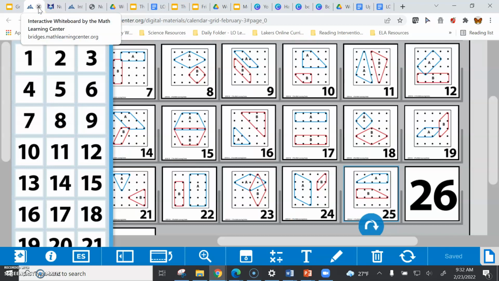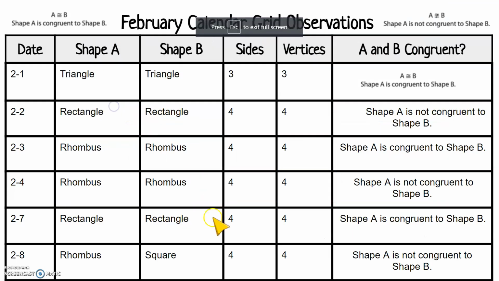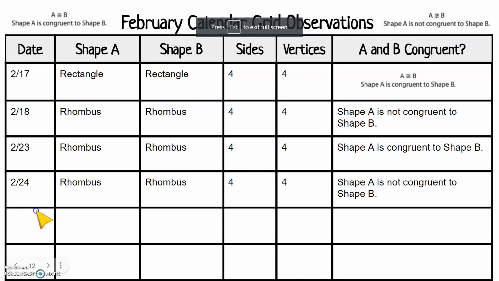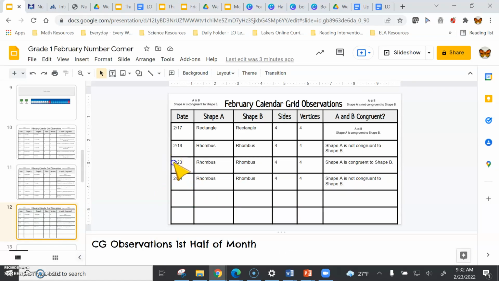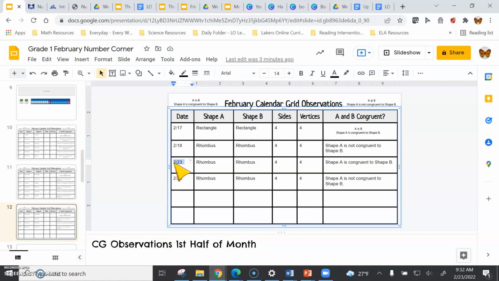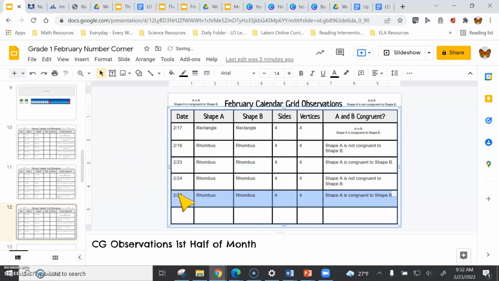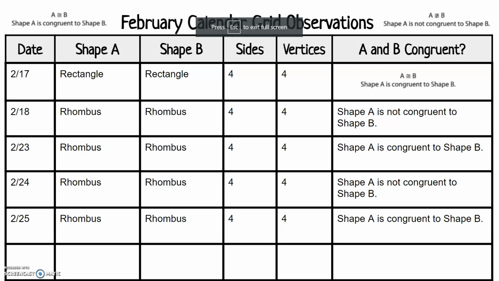Actually, rhombuses. Two rhombuses. So we're going to go here and fill this in. And we're going to say that we have these two congruent shapes. Two rhombuses with today's date. So now we have today's date, both rhombuses, two four-sided shapes with four vertices, and they are congruent to one another.